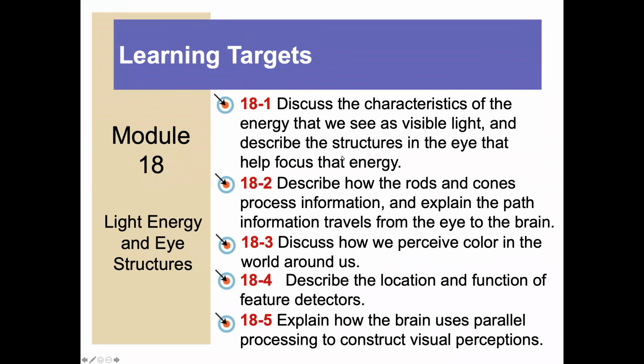So the specific learning targets for this module are to discuss the characteristics of the energy that we see as visible light and describe the structures in the eye that help focus that energy. Also, to be able to describe how the rods and cones process information and explain the path information travels from the eye to the brain. Third, to discuss how we perceive color in the world around us. Fourth, to be able to describe the location and function of feature detectors. And fifth, to be able to explain how the brain uses parallel processing to construct visual perceptions.